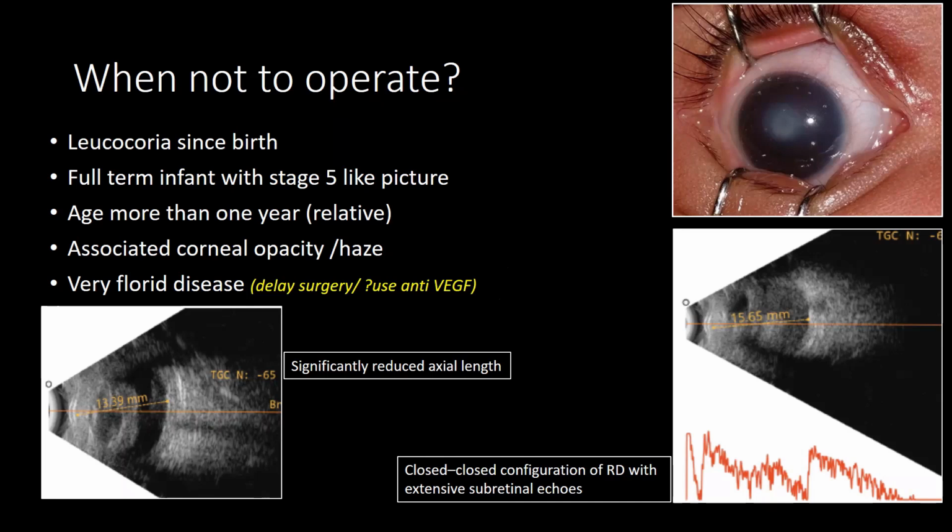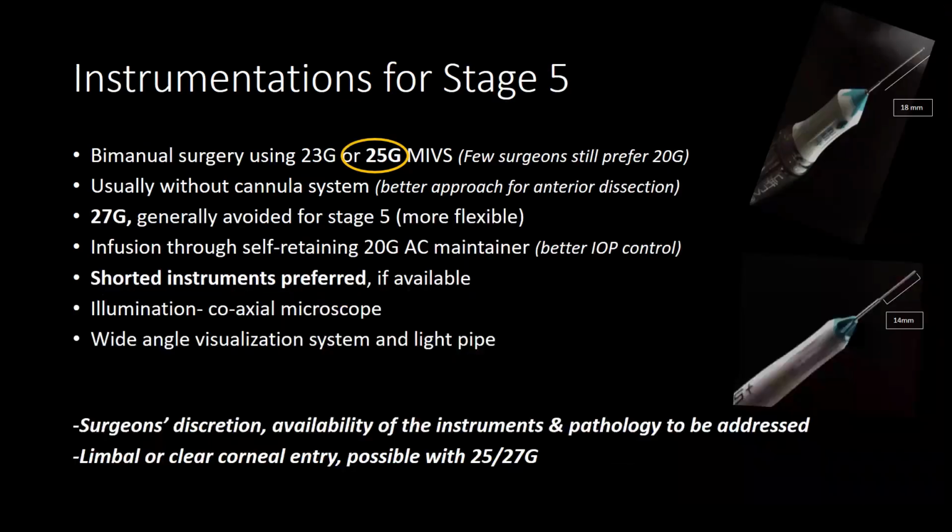Age more than 1 year is a relative contraindication. I would say if the funnel is open, I would still operate. But by the time the child reaches 1 year, that means the retina has been detached for such a long period of time. Generally, the visual prognosis is really not that great. Corneal opacity, haze, again, they don't generally do well. And if you have very florid disease, probably you give some time, wait a few weeks before taking for surgery, because there's a high risk of intraoperative bleeding, and then you lose the eye. And something you see a lot is reduced axial length, a lot of echoes in the subretinal space indicating subretinal hemorrhages, probably you would avoid operating on these eyes. And with a closed funnel configuration also, the functional outcome is really not great.